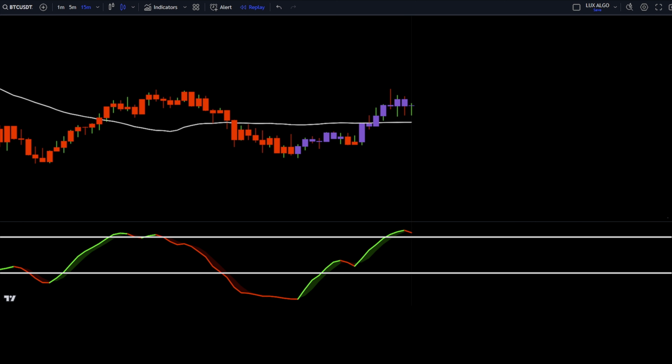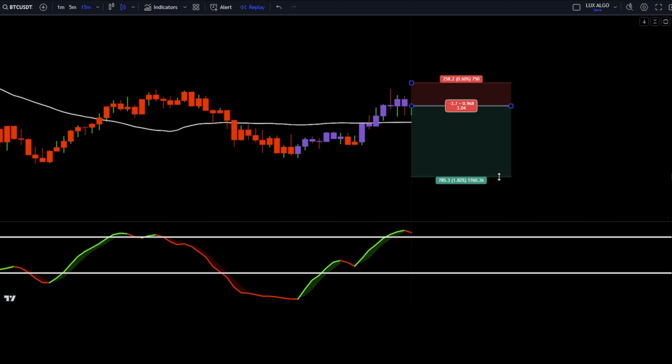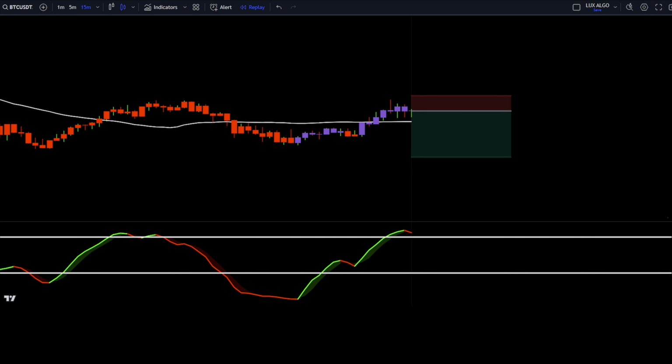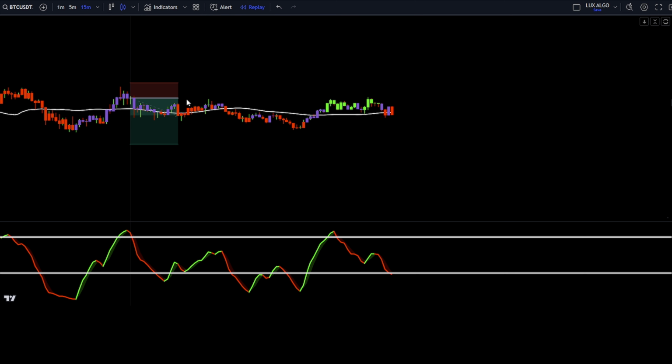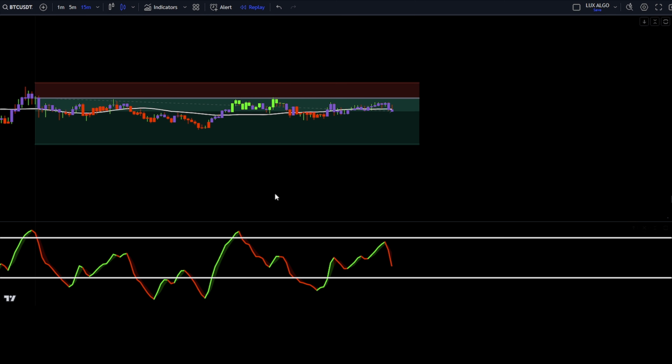We need the hyperwave to cross above the 80 level, which is marked by this horizontal line. If this happens, it means all our rules for a good short trade are met. We set our stop loss at the recent highest price point. We close the trade and take profit when reaching a 1-to-3 risk reward.